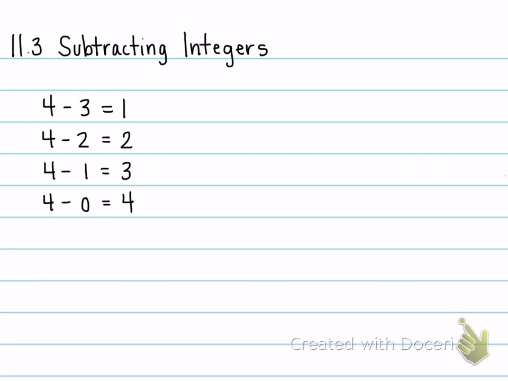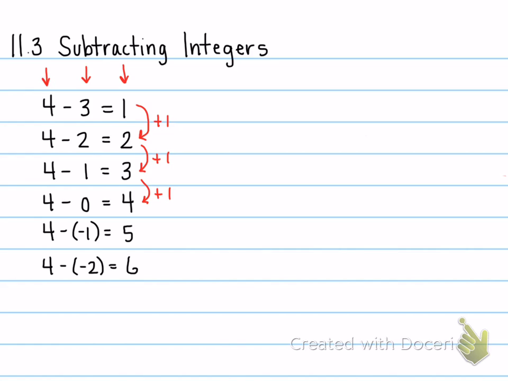Now you'll notice in this problem, I kept the 4 exactly the same. The numbers that we are subtracting by are decreasing, and the solution we are getting is increasing. You'll see that it's going up by 1 every time we decrease the number we're subtracting by. So if you look at the next problem in this pattern, the 4 would stay the same, and we would subtract negative 1 from 4, and the answer should be 5. And if I do 4 minus negative 2, the answer should be 6.